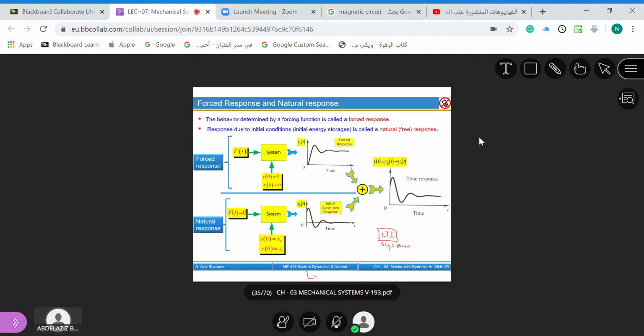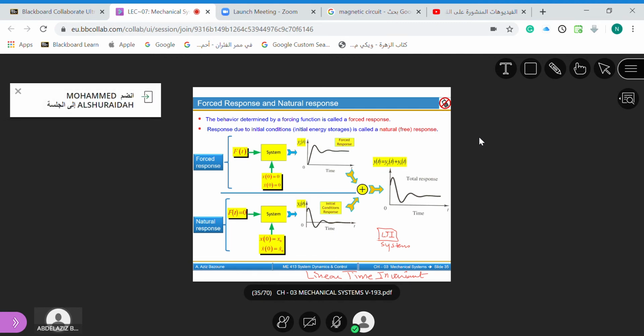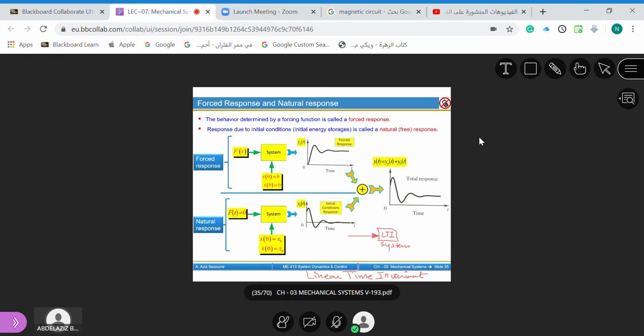L stands for linear. Time invariant: the systems we are dealing with do not change with time, and they behave linearly. Invariant means they do not change with time. If you have a mass of 5 kilograms and you come back after 2 days, you will find it is still 5 kilograms. If you have a damper with a value of, for example, 15, you will come back and find it is still 15.